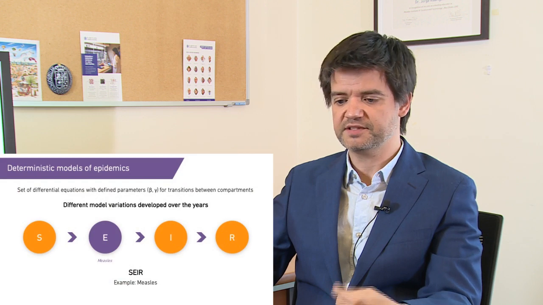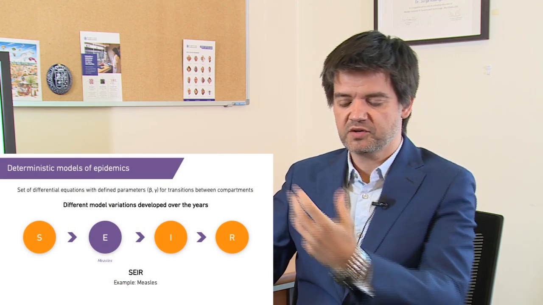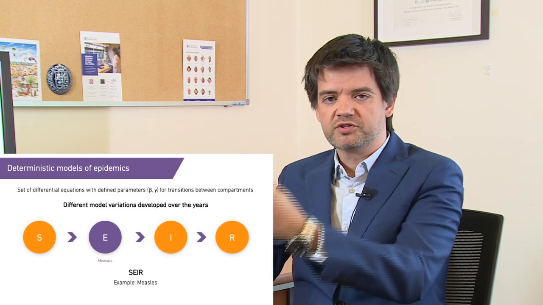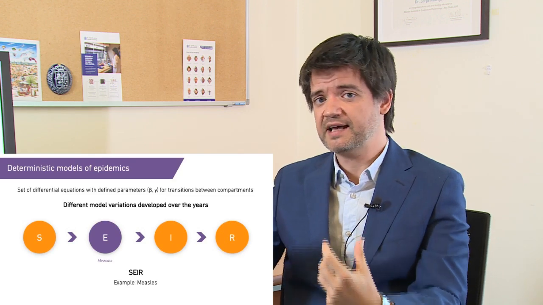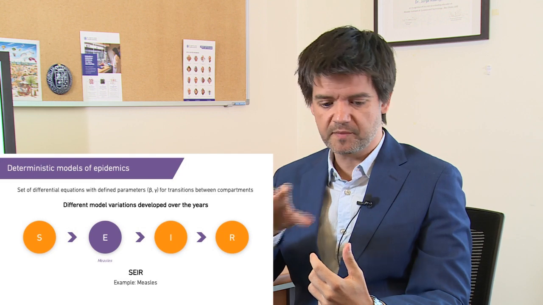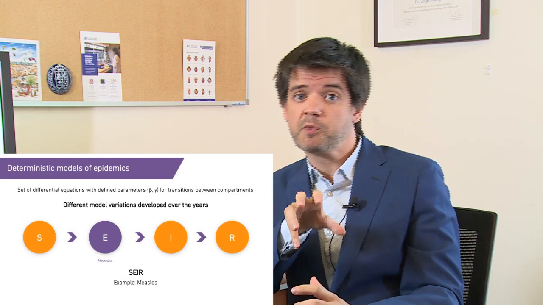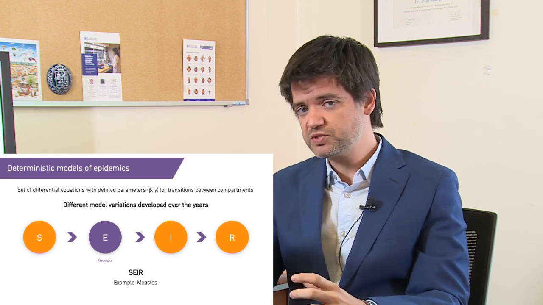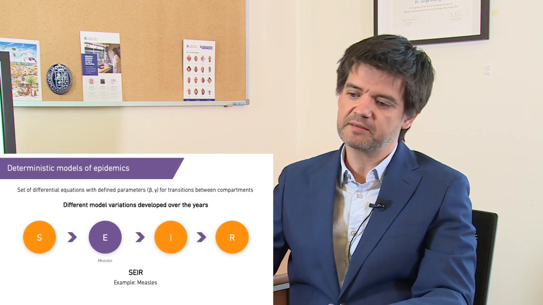If we have diseases like measles, where you're susceptible but you also need to be exposed, you can decide to make another compartment because there is sufficient complexity that needs to be captured. Some people might be susceptible but not exposed, or might be exposed later. So you introduce that additional step in the middle. This is the case of the SEIR model, for example.